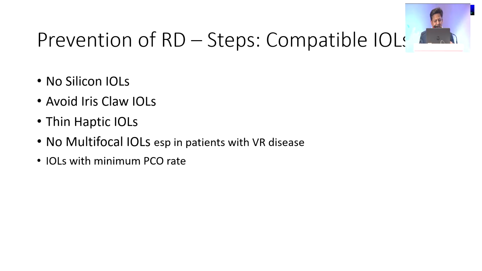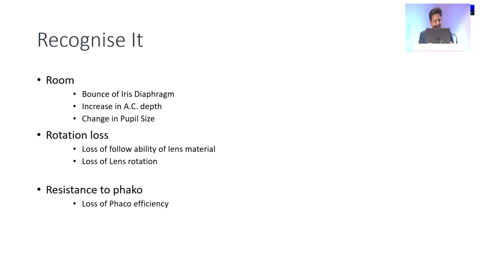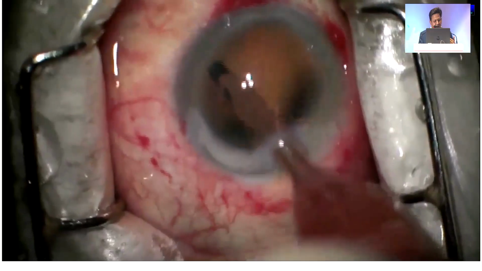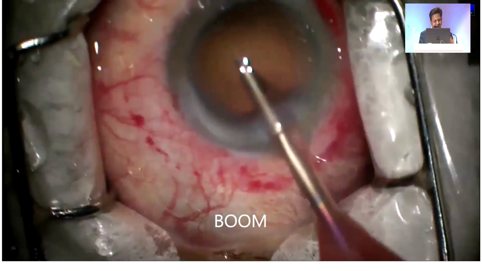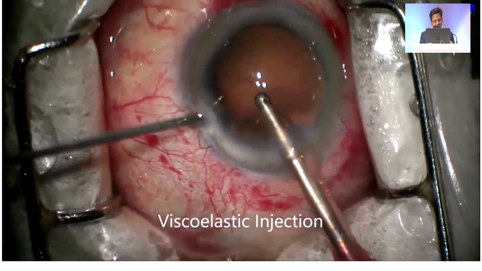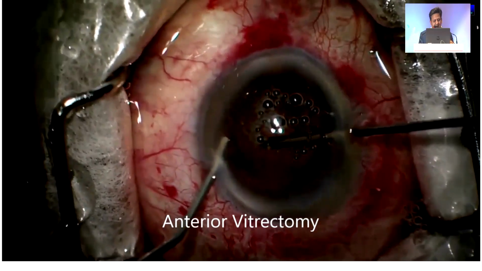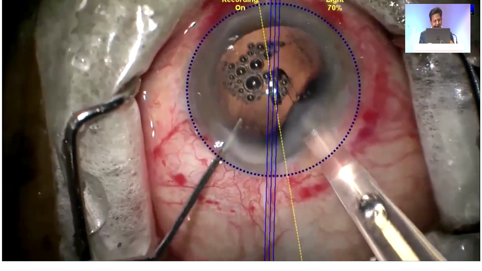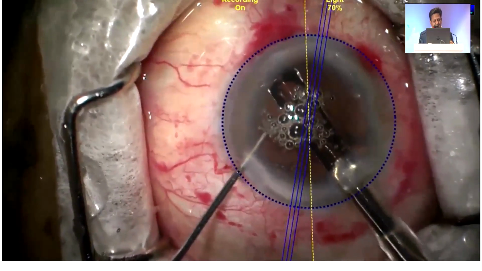And then another thing is, if you have a PCR, you should properly manage it. You should recognize it early. Just don't ignore it. You can recognize it when there is an increase in AC depth, there's loss of rotation, or there is a resistance to phaco. And don't pull out of the eye immediately. When you see that there is a posterior capsular rent happening, just stay there, inject some viscoelastic from the side port, and then remove the main phaco handpiece. Do a proper vitrectomy and put a proper IOL either in the bag or in the sulcus, depending upon the capsular integrity.